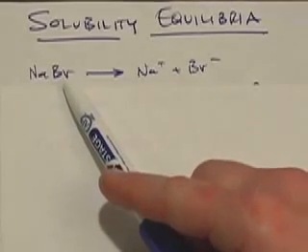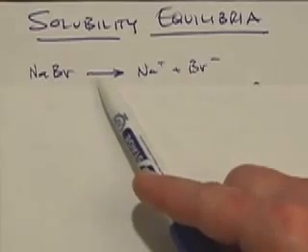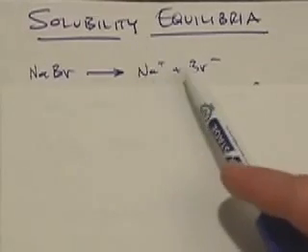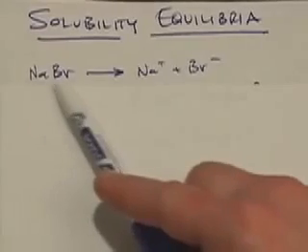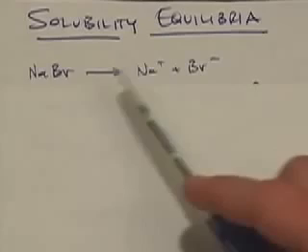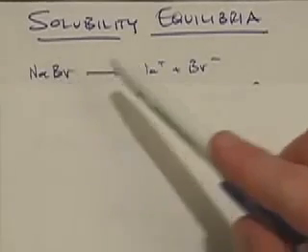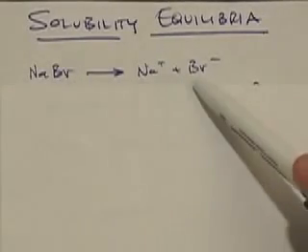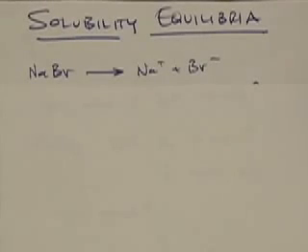We would write these as solubility equations with a single arrow going to the right, saying that this ionic complex would completely dissociate to form lots of this. And if there was 1 mole of NaBr, there would be 1 mole of Na+ and 1 mole of Br- in the dissolved water.